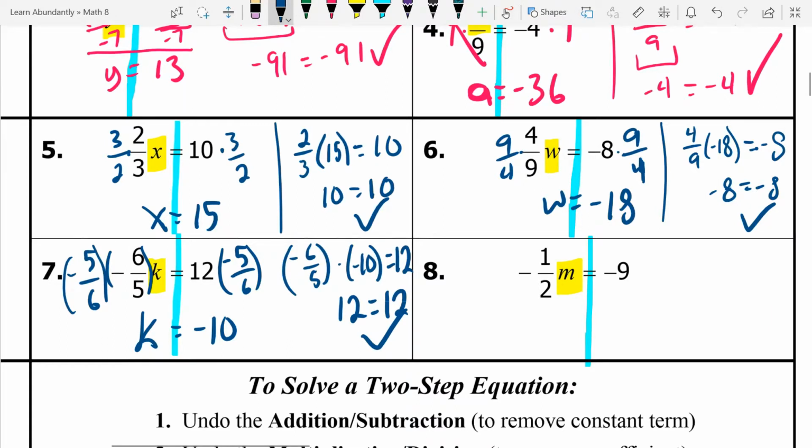Number 8, multiply by the reciprocal. So I'm going to do 2 over 1, but that one's negative, so is this one. I need to do it to both sides, so I go over here and do negative 2 over 1.